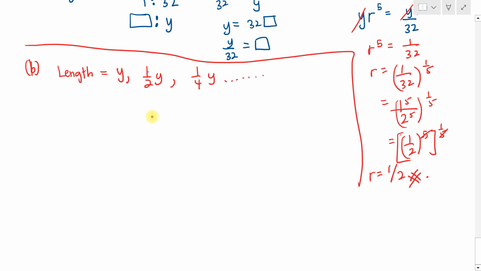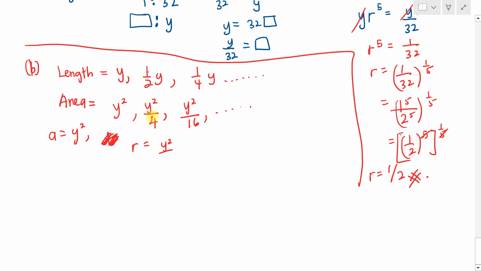Now convert this to area. Since it's a square with length y, the area is y square. This one is y square over 4, and then this one is y square over 16, and so on. So now we can see that a is equal to y square. The ratio r is equal to y square over 4 over y square.